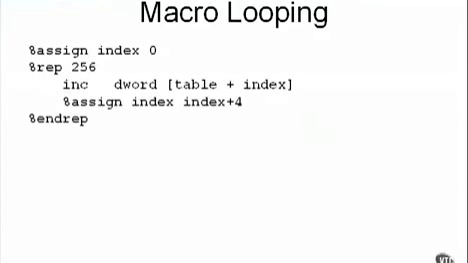Remember that the assign directive assigns a value to a symbol, and it can be used repeatedly to change that value, and it can be used in an expression to derive the value to assign to itself. Now, in this example, the symbol index is set to 0, then it's incremented by 4 each time through the loop. The result is that the code generated is a series of increment instructions, so that a 1K table containing 256 32-bit integers has every integer incremented by 1.